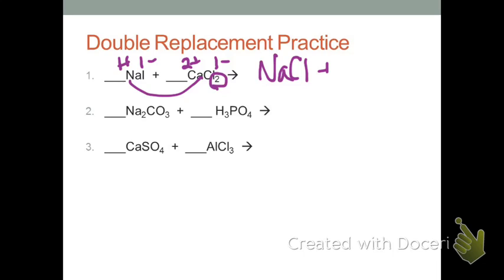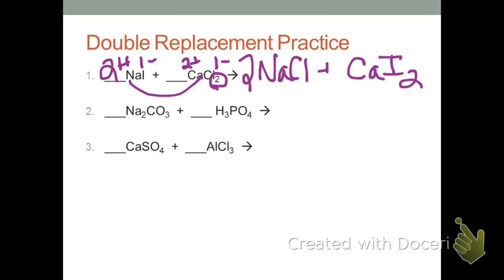Calcium is now with iodine. Calcium must go first because it's positive. Iodine has to go second. Swap and drop, you end up with CaI2. Then all you have to do is balance. 2 chlorines, 2 sodiums, and that fixes the iodine.